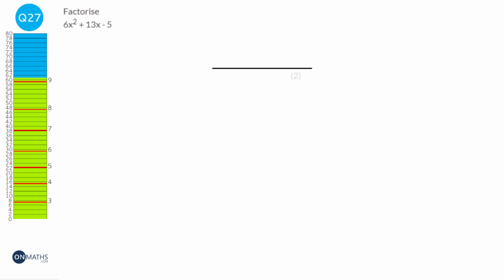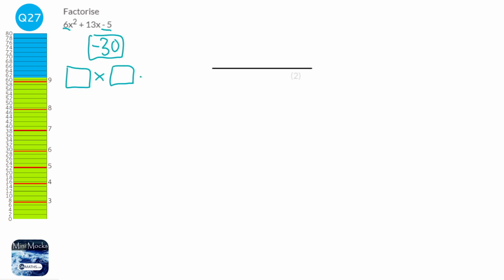We're going to first of all multiply the coefficient of the x squared, which is 6, with the number on its own at the end, which is minus 5, and that will give us minus 30. And the special thing about this number is we're looking for two numbers that times together to make that number, and we're looking for two numbers that add together to make the coefficient of the x, which would be 13.